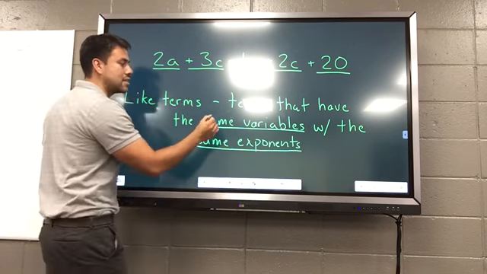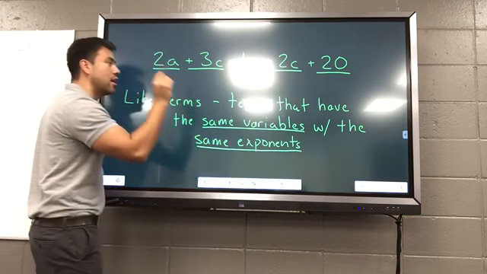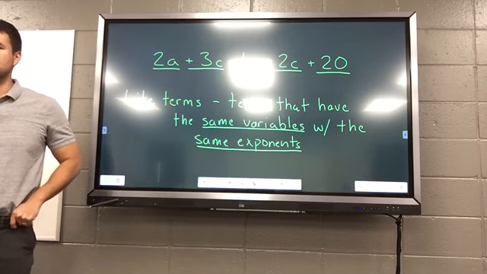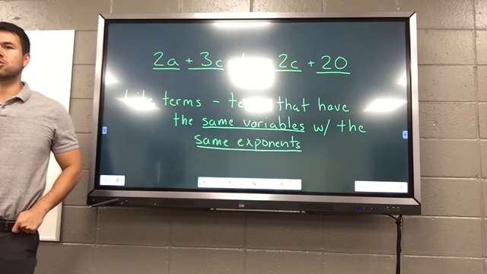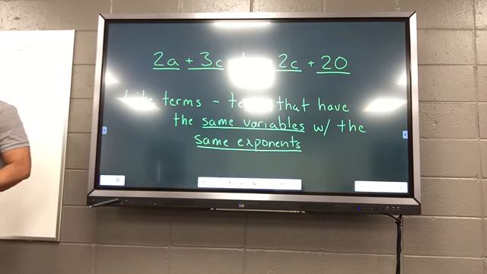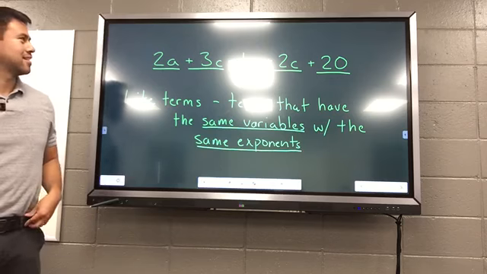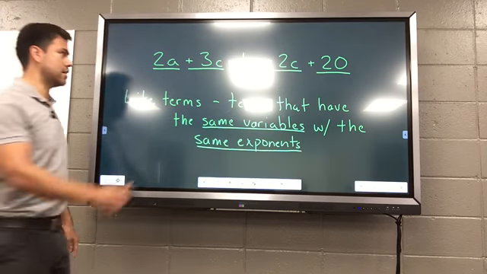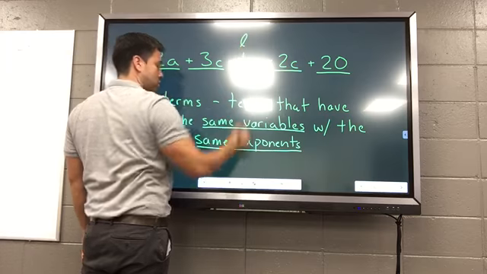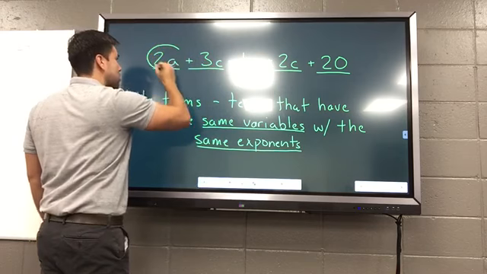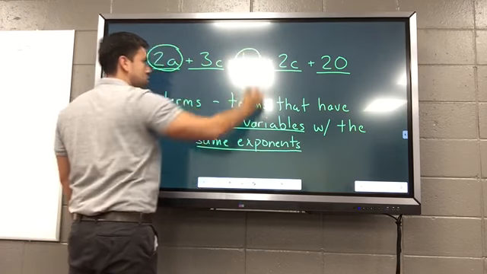According to this definition, terms that have the same variables, same exponents, which terms are like terms? Good, I see that hand. Jack: 2A and 1A. Good. If I do an L, I'll put a cursive L because that'll make it clear for you guys. All right, 2A and 1A. So I'm going to circle those two right there.